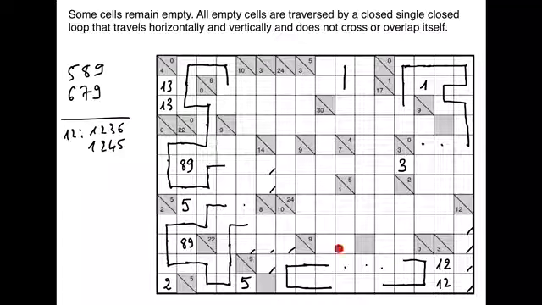But how do they join? They can't join to a closed loop. So there has to be something like this. Or something like this. Or like this.